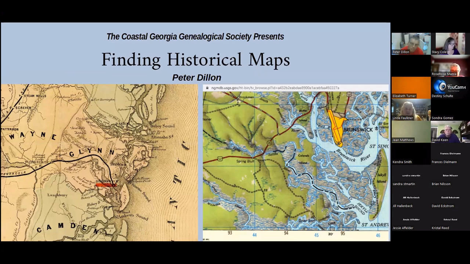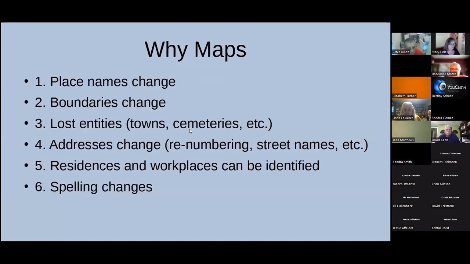So the first thing you might wonder is, why maps? Why use maps? And the reason is that place names change, boundaries change, towns disappear, become ghost cities, cemeteries disappear, addresses can change, like streets can be renumbered or renamed. You can also find residences and workplaces that might be of interest, and also spelling changes.